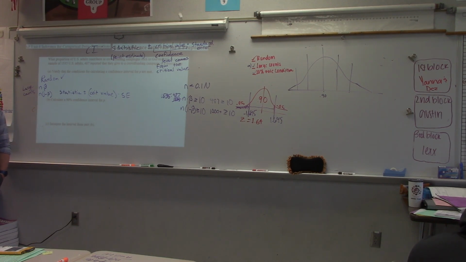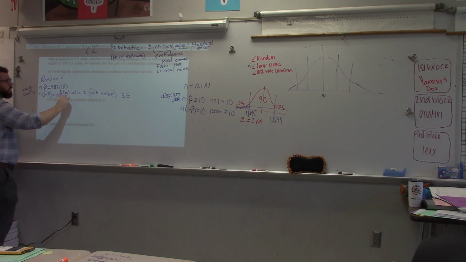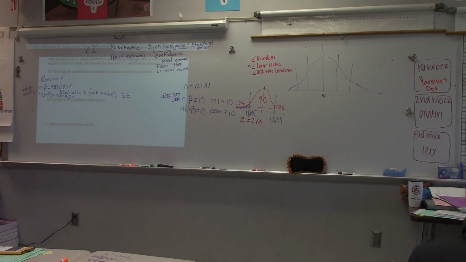Another way to remember this is, my expected number of successes, or my actual number of successes. I don't actually have to multiply anything. What was my number of successes? 487. And what was my number of failures? It was something bigger than 1,000. So, large counts satisfied? Now you need to be careful about 10%, you need to actually check this.